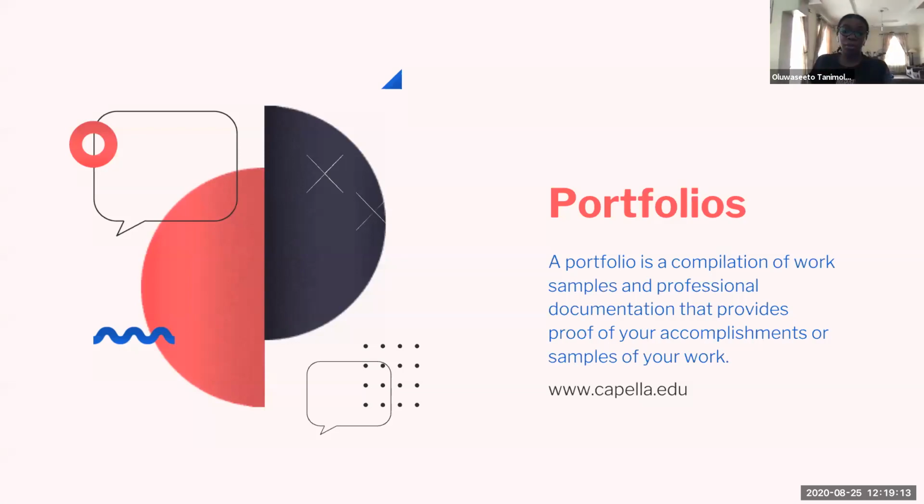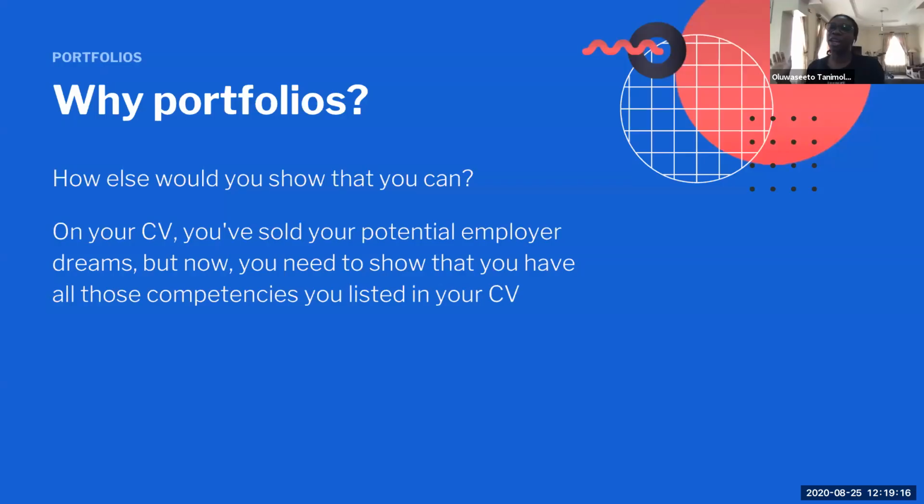So why portfolios? How else will you show that you can? You've told your employer what things you can do. You can do wireframing, you can do UX research, you can do prototyping, you can do UX writing, you can do A/B testing, you can do lo-fi, you can do information architecture, you can do affinity diagrams, all these fancy UX terms and UI buzzwords, you can do all those things.